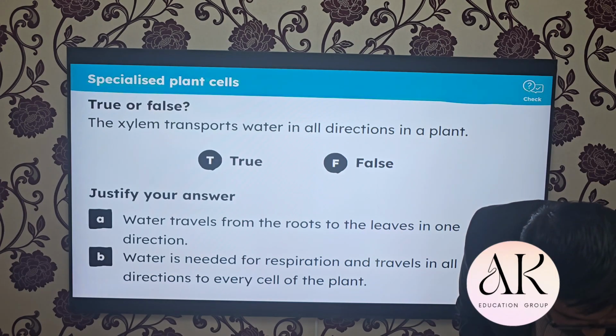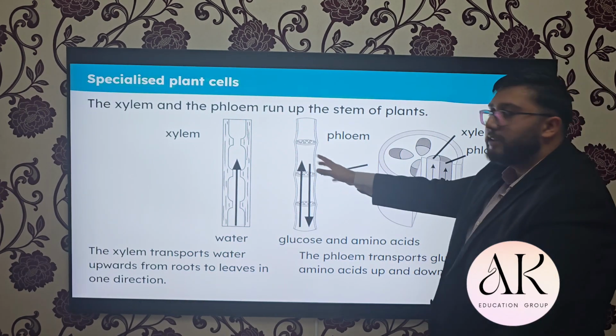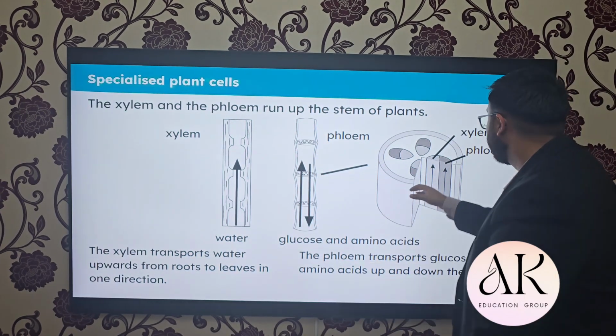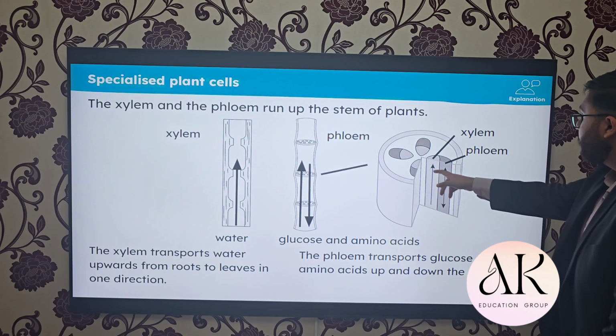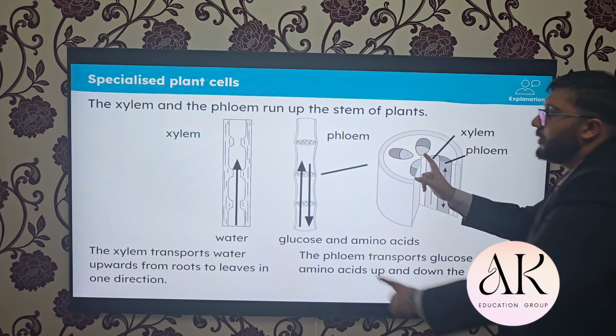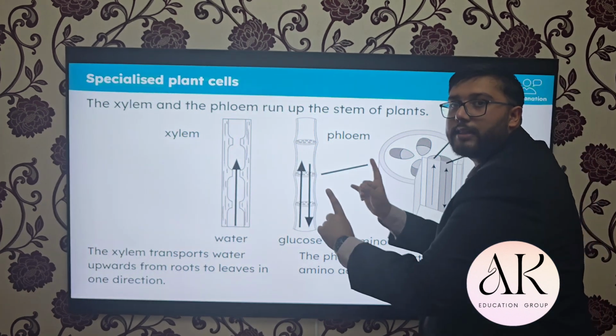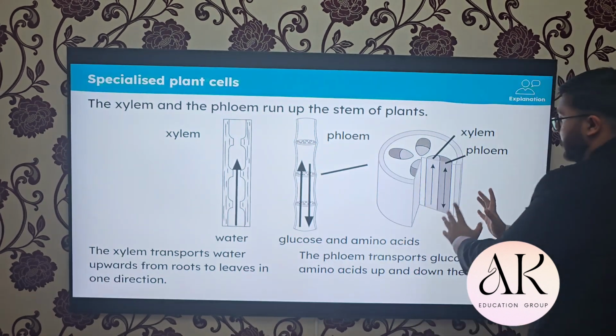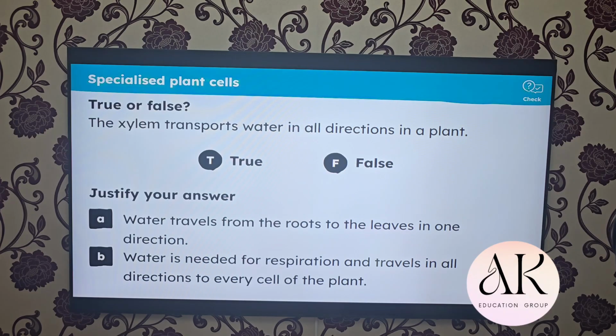So, there you go, guys. This is why I said these are really closely linked. Just look at them in this image here. You've got your xylem over here and your phloem right here. So, these are probably the best ones to learn together because they work next to each other.